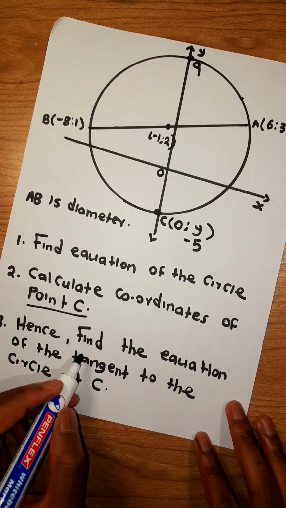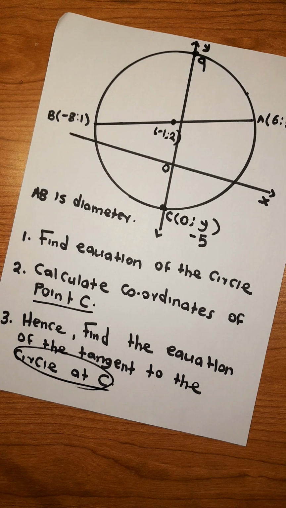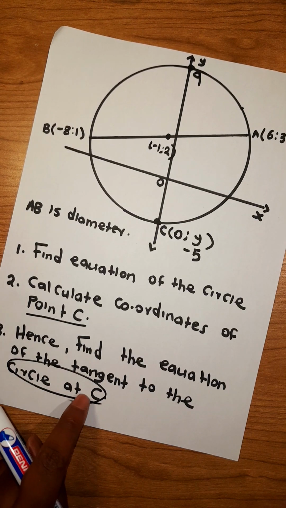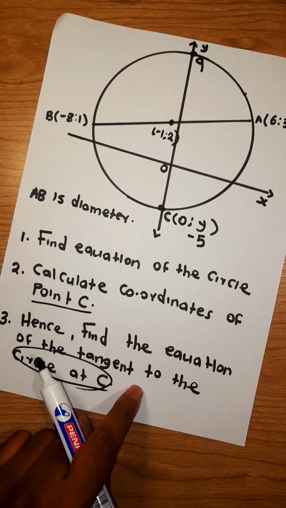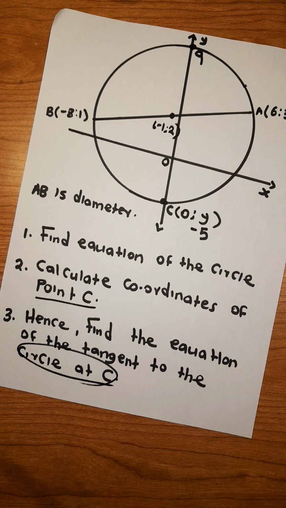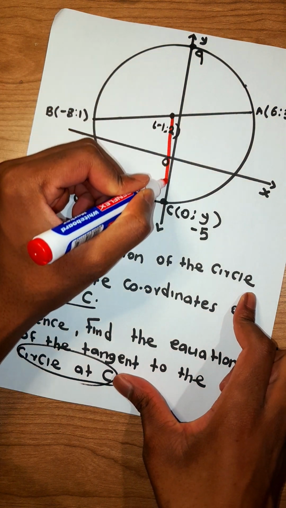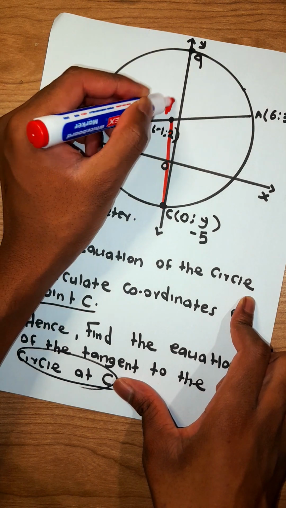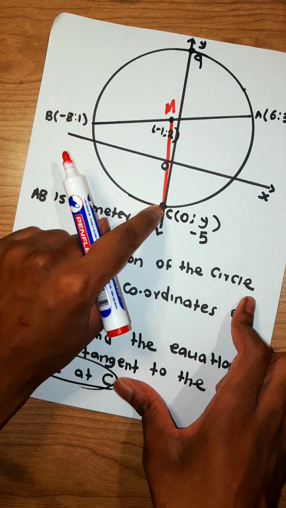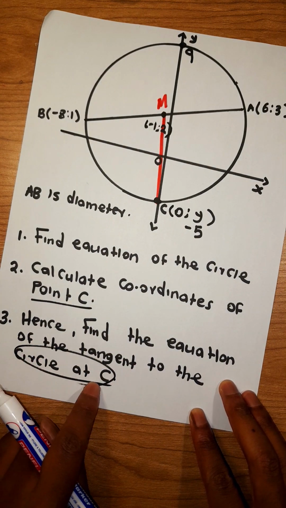Now they say, hence find the equation of the tangent to the circle at C, right? We need to find the equation of the tangent to the circle at what? At C. Let me show you something. This is what you need to do. We know that if we move from the center to this point C, let me just call this one M, so MC is actually a radius.